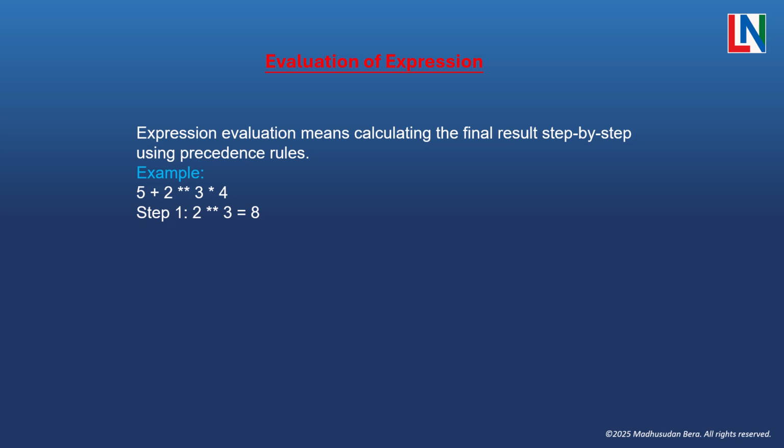Next one is the product or star operator. 8 star 4 equal to 32. Next one is 5 plus 32 equal to 37. And the final answer is 37.